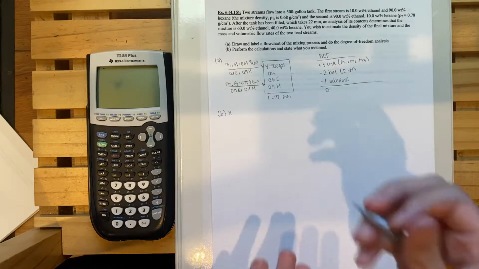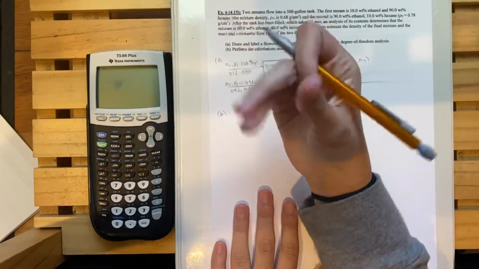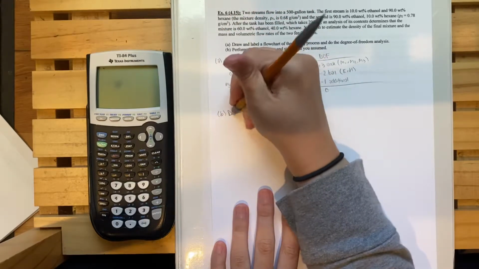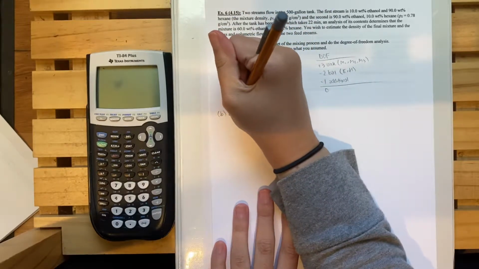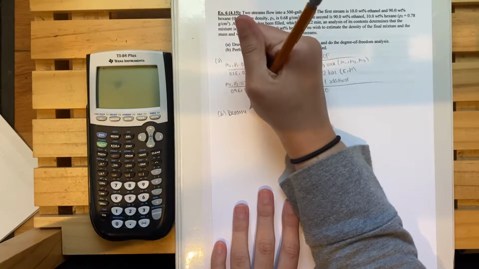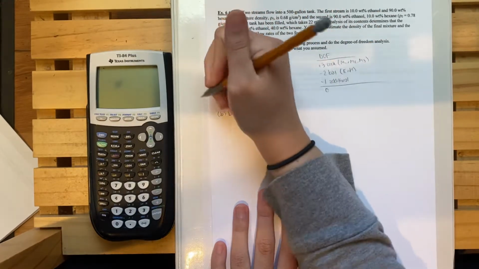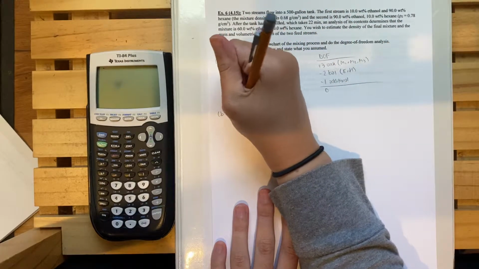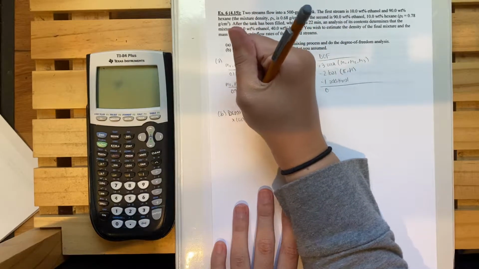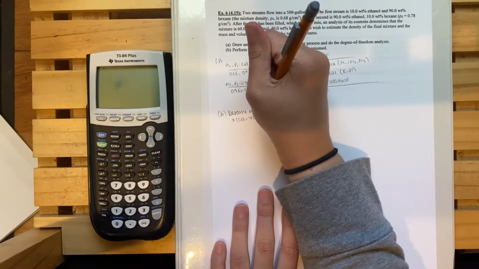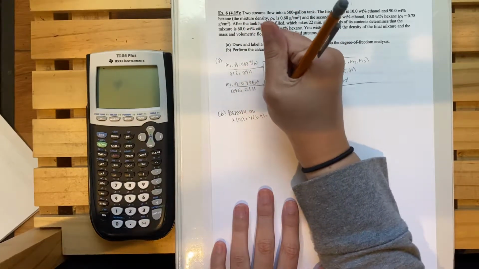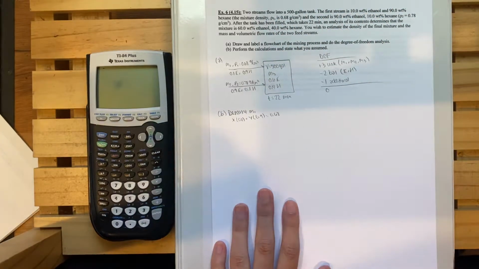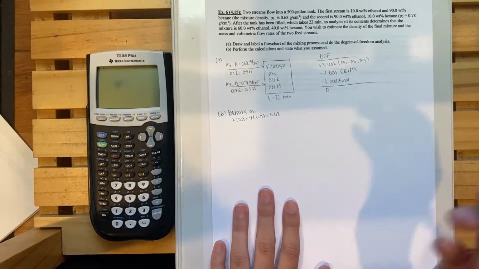So first we're going to do a balance on stream M1. So the density of ethanol, 0.1, plus density of hexane, 0.9, is equal to the final density of 0.68. And here we're assuming that volume is additive.